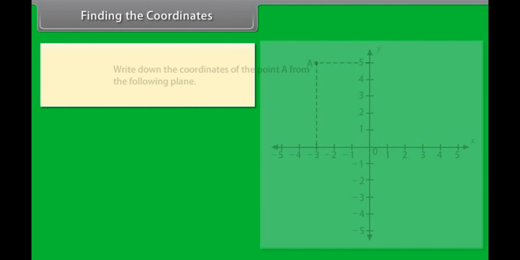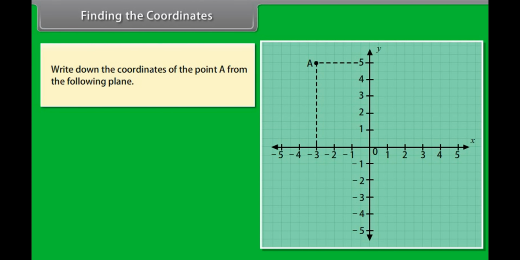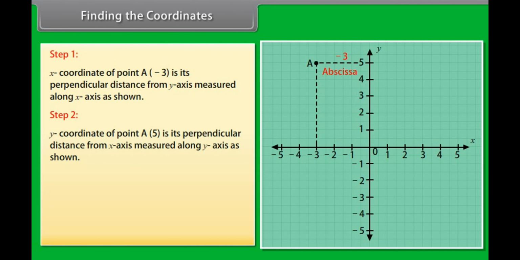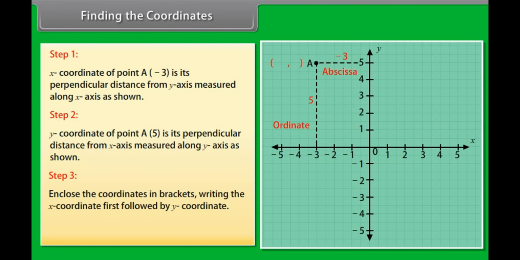Finding the coordinates. Write down the coordinates of the point A from the following plane. Step 1. X-coordinate of point A is -3. It is its perpendicular distance from y-axis measured along x-axis as shown. Step 2. Y-coordinate of point A is 5. It is its perpendicular distance from x-axis measured along y-axis as shown. Step 3. Now, enclose the coordinates in brackets by writing the x-coordinate first followed by y-coordinate. Thus, the coordinates of point A are (-3, 5).